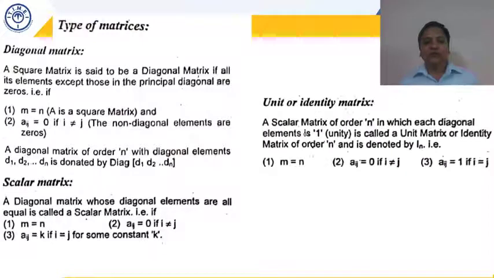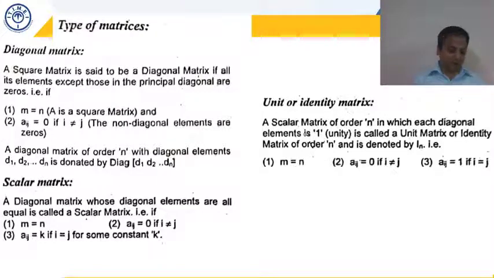Then moving further, unit or identity matrix. It's a further extension of a scalar matrix. Scalar matrix is an extension of diagonal matrix. Unit or identity matrix is an extension of scalar matrix. So unit or identity is by default a diagonal matrix. All the elements in the diagonal are the same and that constant value is equal to 1. A scalar matrix of order n in which each diagonal element is unity, that means constant k assumed as 1, is called a unit matrix or identity matrix of order n, denoted by In.